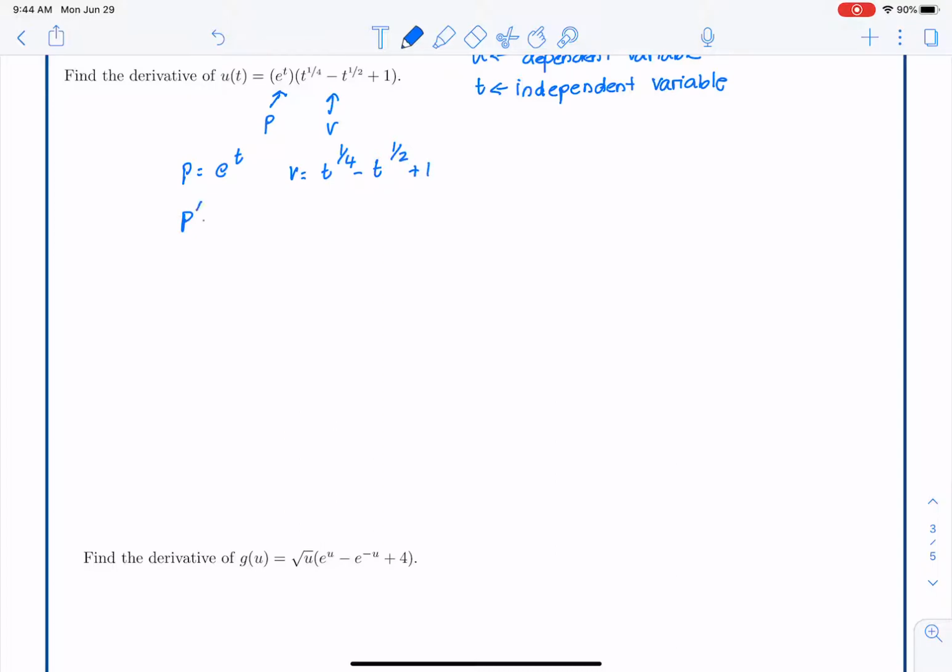p prime is e raised to t. v prime is 1 over 4 t raised to 1 over 4 minus 1, minus 1 over 2 t raised to 1 over 2 minus 1. The derivative of 1 is 0. So we have 1 over 4 t raised to negative 3 over 4 minus 1 over 2 t raised to 1 over 2 minus 1, which is negative half.